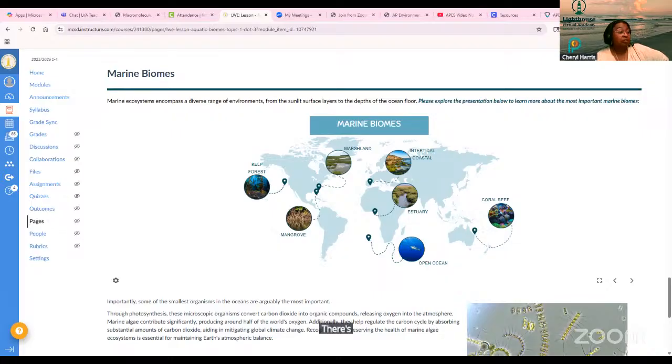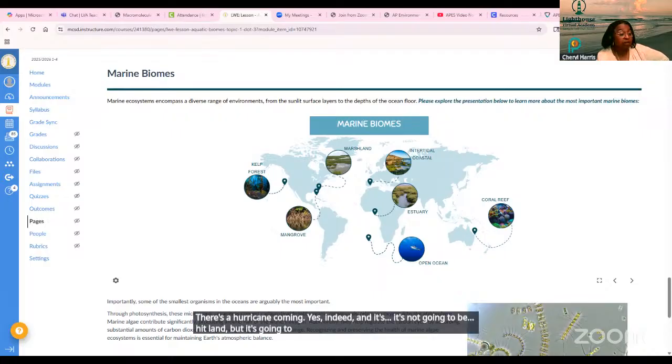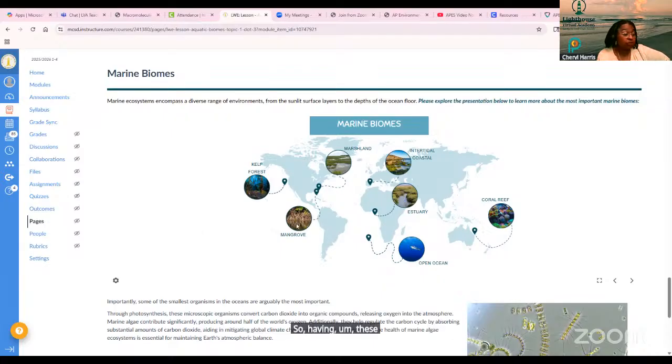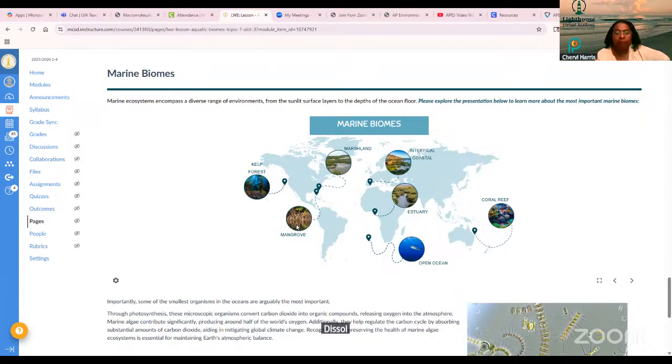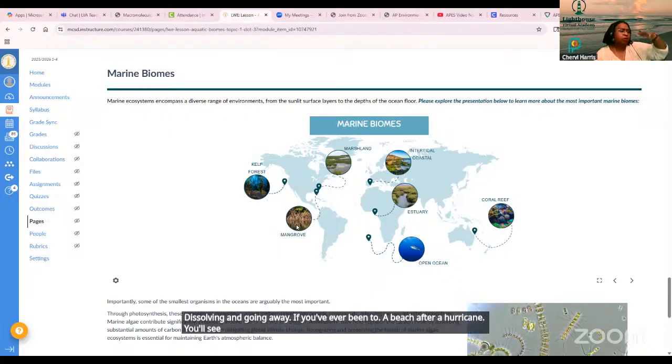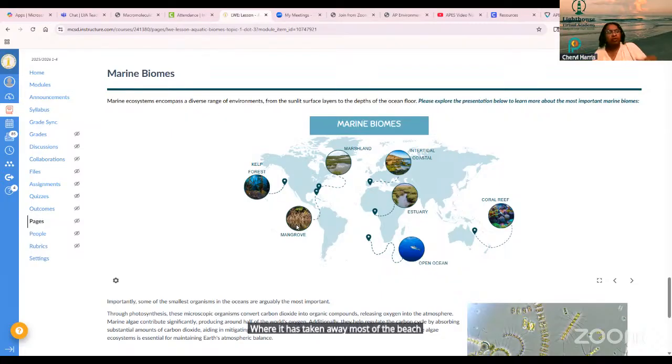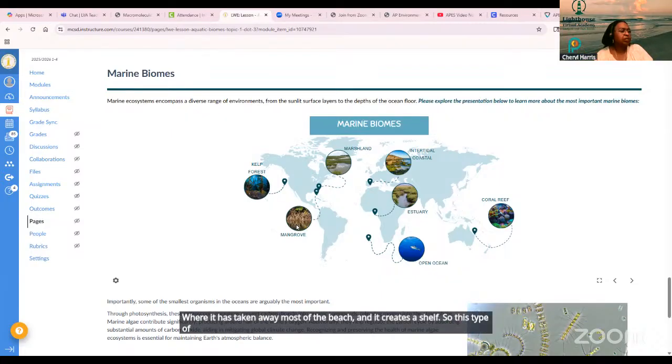There's a hurricane coming. Yes, indeed. And it's not going to hit land, but it's going to create enough swells that it will disturb the coastline. So having these type of plants rooted on the coastline will keep the shoreline from just dissolving and going away. If you've ever been to a beach after a hurricane, you'll see sometimes you have a whole different shelf where it has taken away most of the beach and it creates a shelf. So this type of plant will keep it from doing something like that.